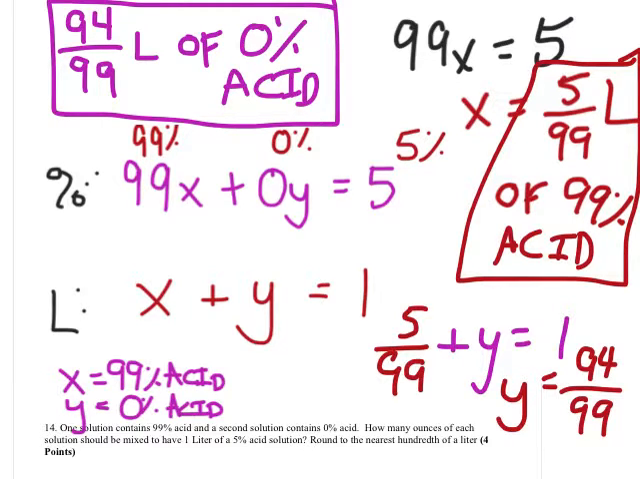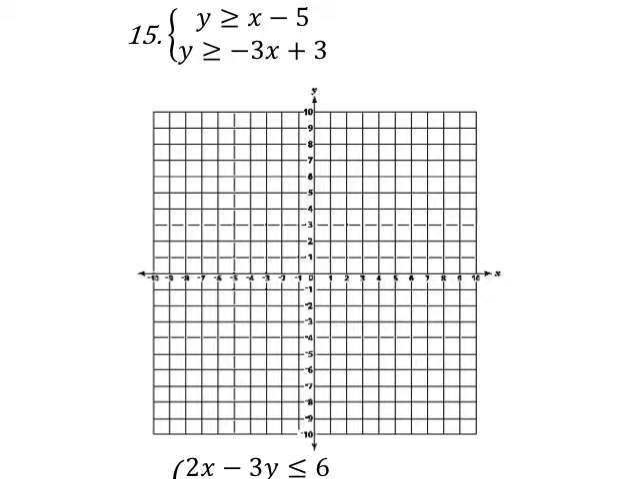Next thing I could do is just check to make sure that this works in the original equation that we haven't used, which is 99x plus 0y equals 5. And you'll see 99 times 5/99 is 5, plus 0 times that 94/99. That's going to give us this 1 liter of 5% solution there. Alright, and that's perfect.